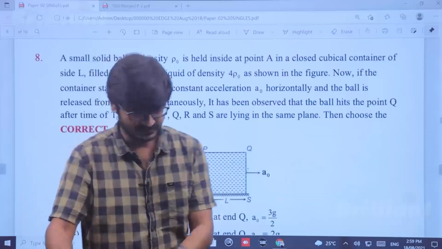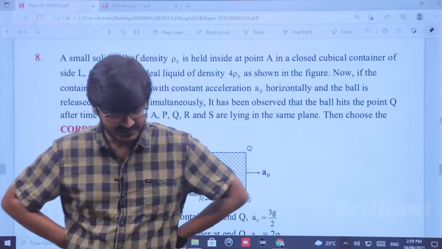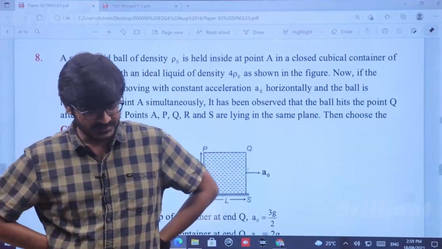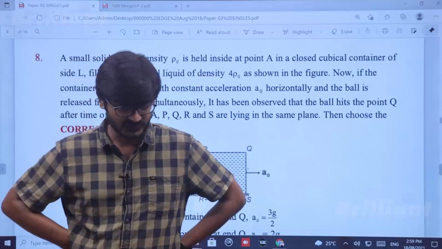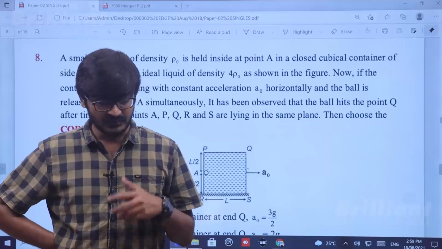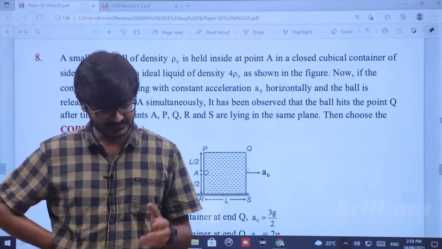Next question, you can pause and you can read the question. The question says, a small solid ball of density rho naught is held inside at a point A in a closed cubical container of side length L filled with ideal liquid of density 4 rho naught. So ball density is rho naught, liquid density is 4 rho naught. So buoyancy will be more than weight, right? If it is not accelerating.